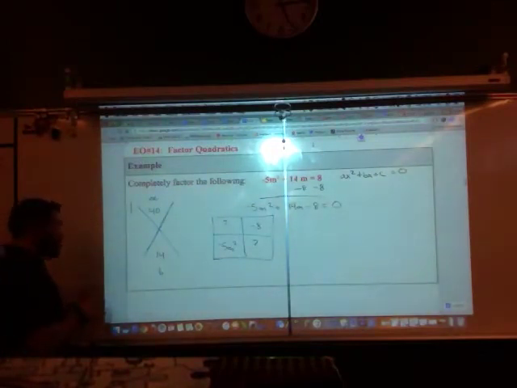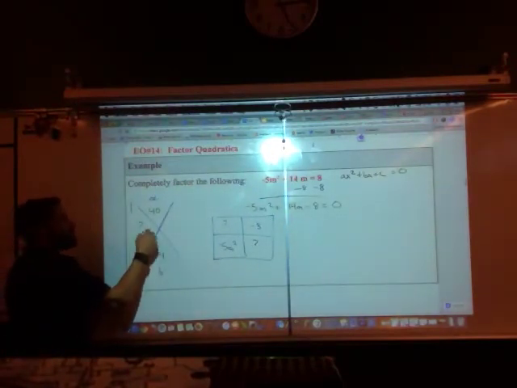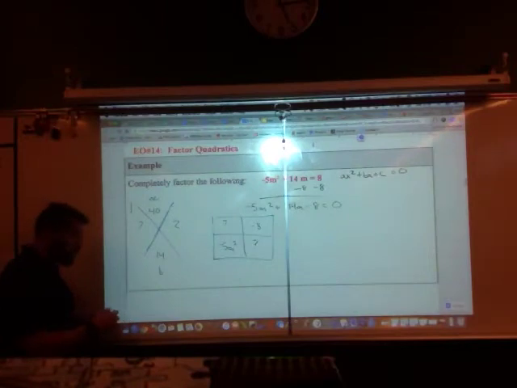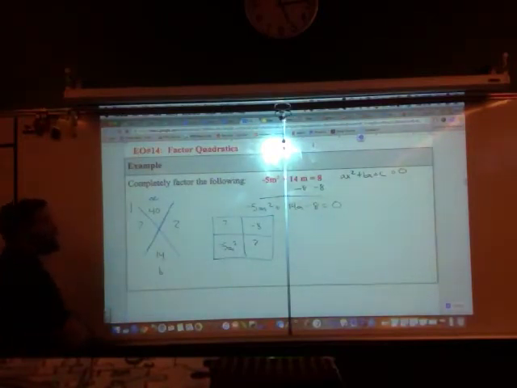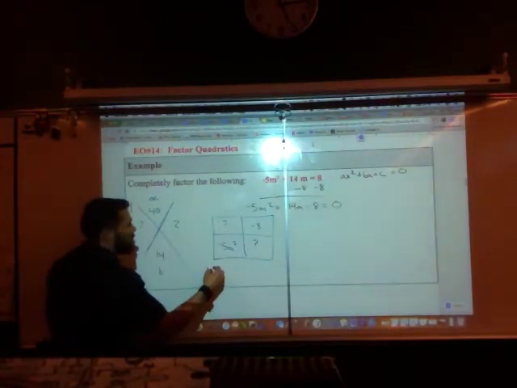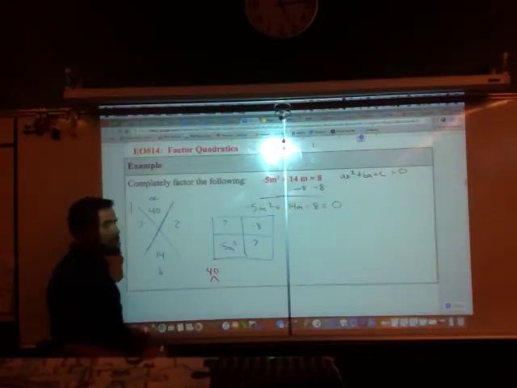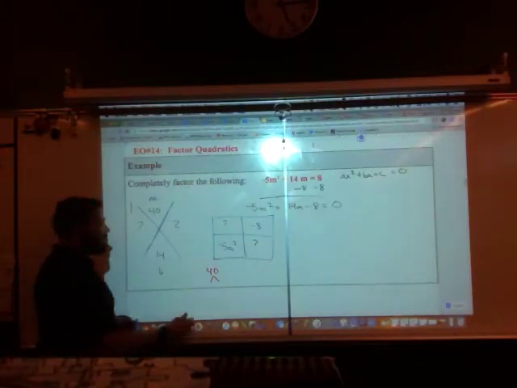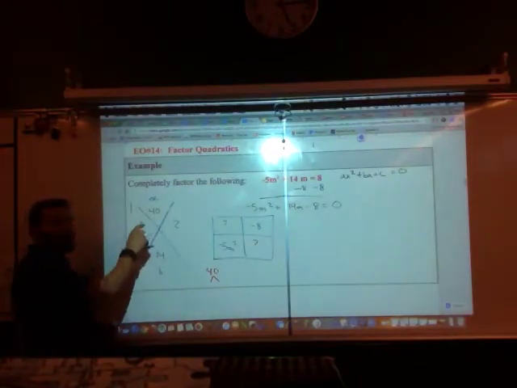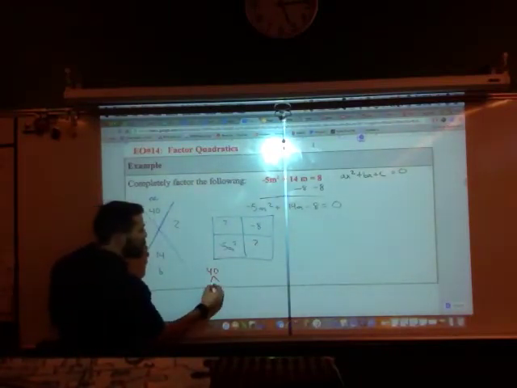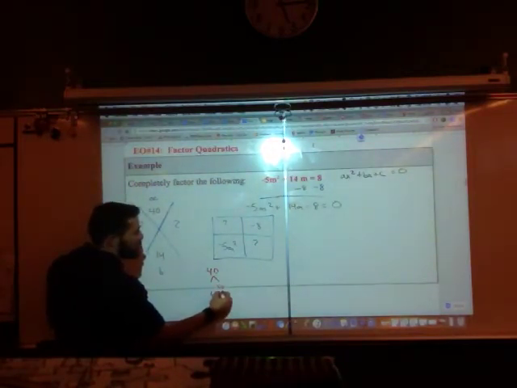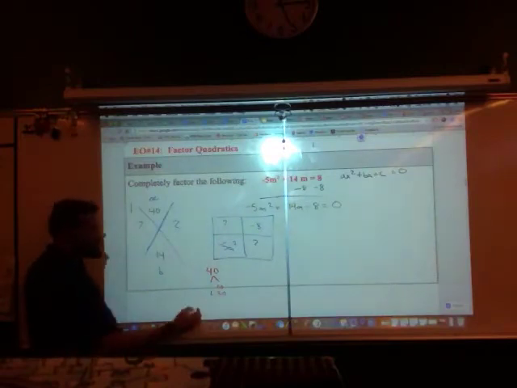So again, I'm trying to think of what numbers multiply together to get 40, but when I add them together, I get 14. So I'll be thinking about my factors of 40 and trying to break them down until I get something that equals 14 when I add them together. It is a positive 14, this is a positive 40, so I'm thinking two positive numbers. 1 and 40 doesn't work. 2 and 20 doesn't quite work.